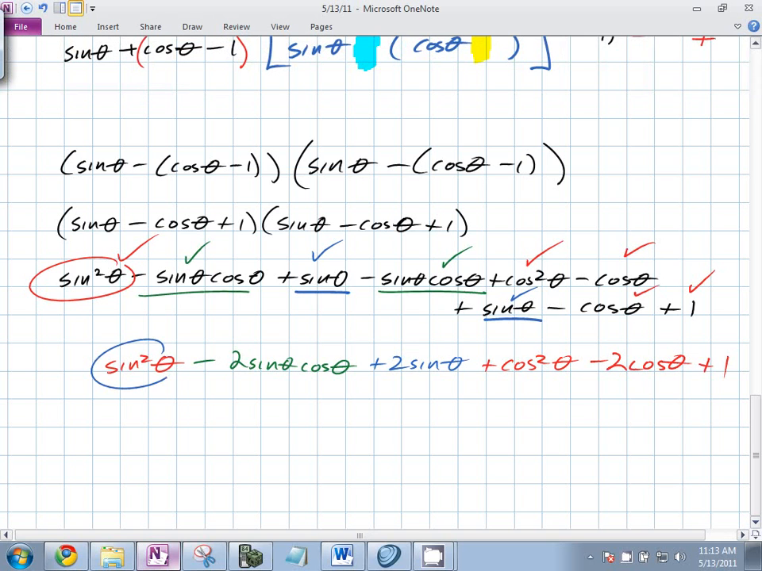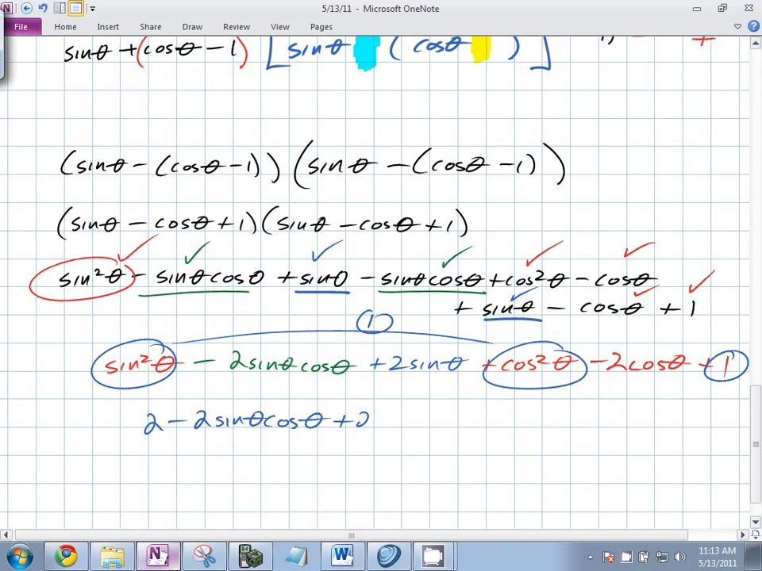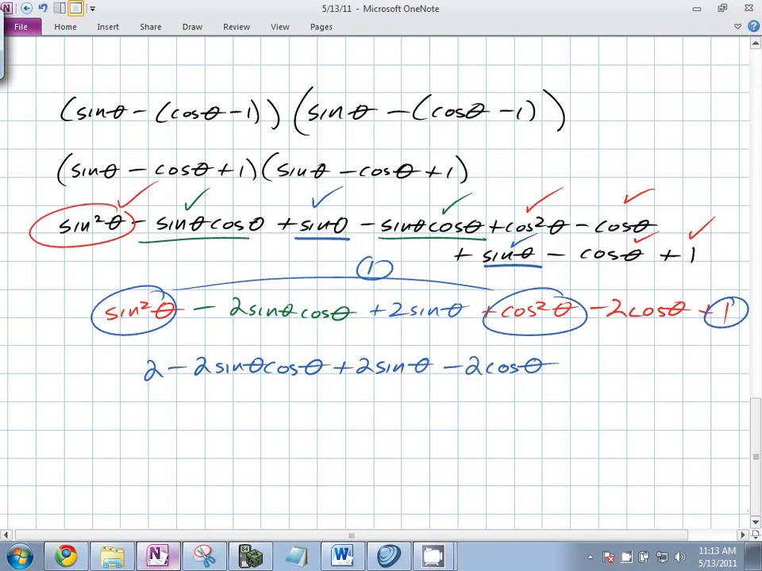What is sine squared plus cosine squared? That's 1. So what do we have? We have 1 and 1. So now we have 2 minus 2 sine theta cosine theta plus 2 sine theta minus 2 cosine theta. What can we factor out of everything? 2. 1 minus sine theta cosine theta plus sine theta minus cosine theta.